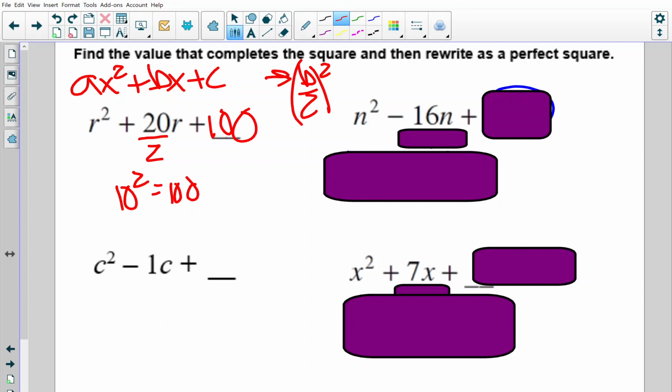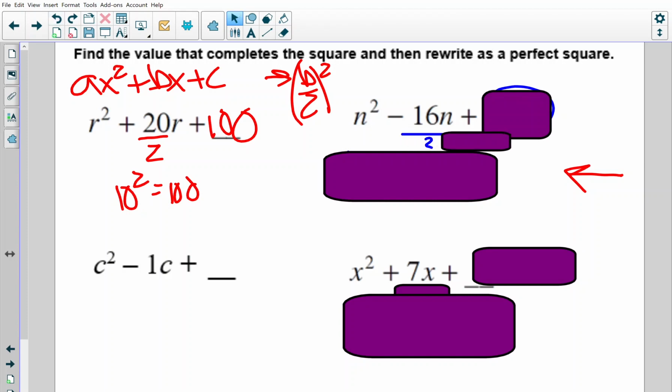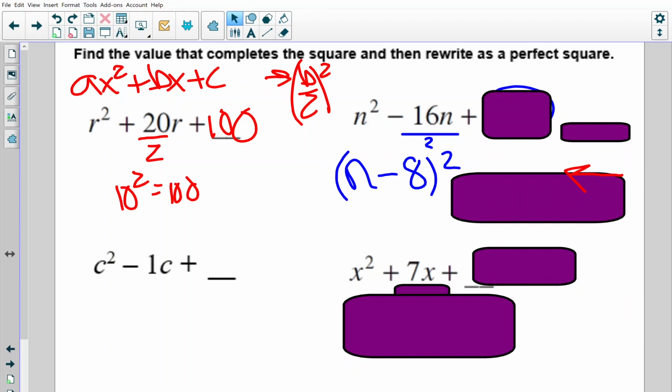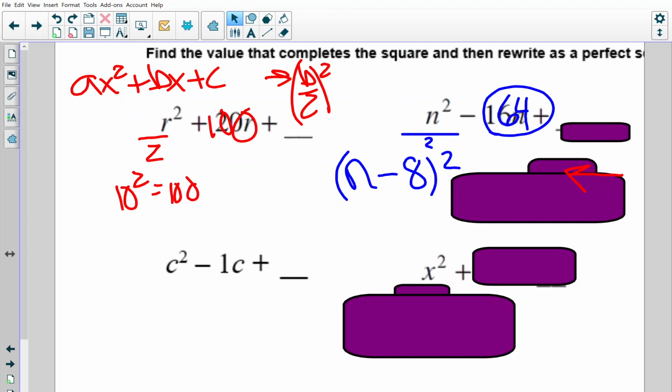So take a look at this one to the right here. What would you do? Push pause and solve it. Well, half of negative 16 is negative 8. Squared is 64. So n squared minus 16n plus 64 is n minus 8 quantity squared.